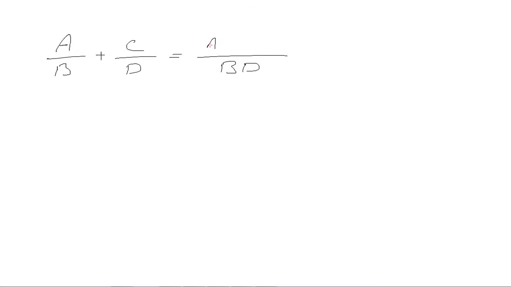So it's AD plus CB. Okay, so that's the formula we're going to use. Very similar to the formula we use when we're adding up ordinary fractions. For example, if I have 2 over 3 plus 1 over 5, this is 15, the product of the two denominators, and 2 times 5 is 10, plus 1 times 3 is 3, so the answer is 13 over 15.